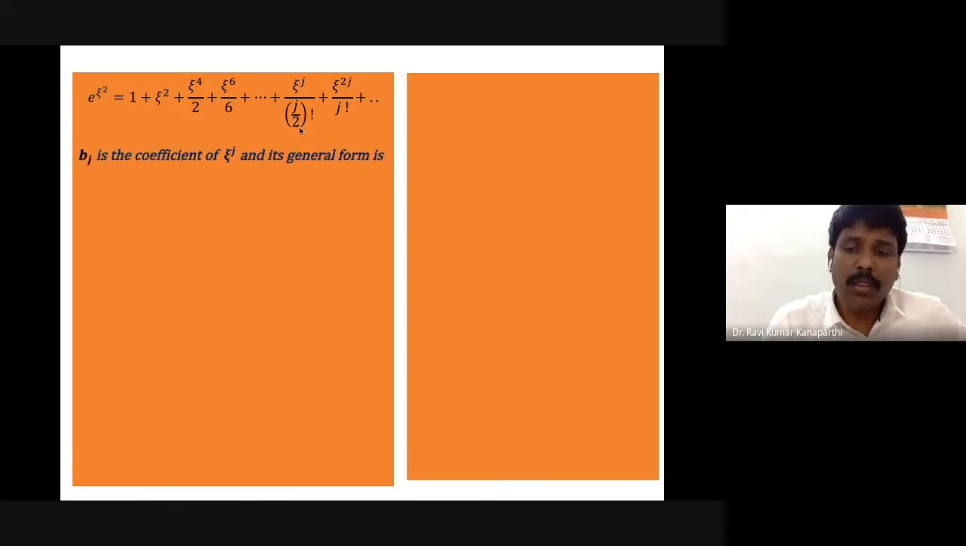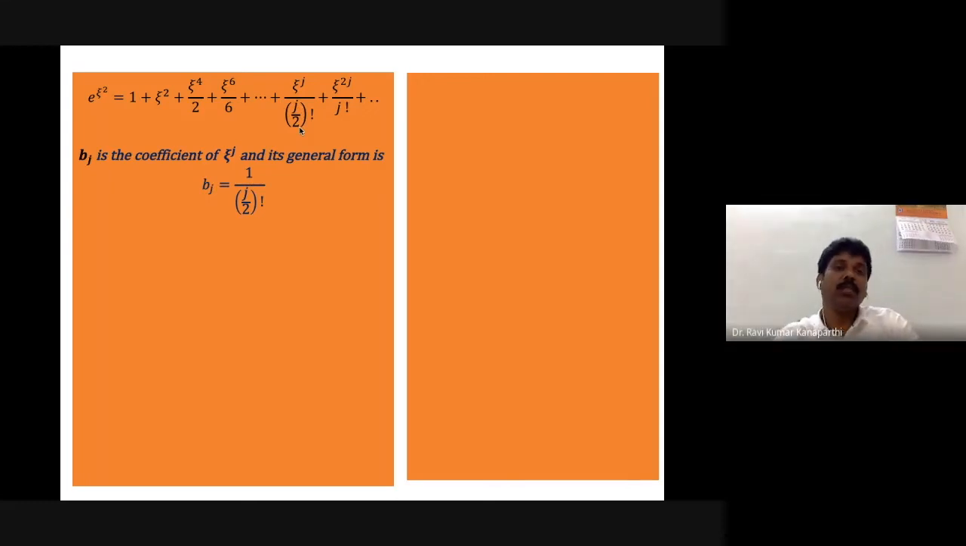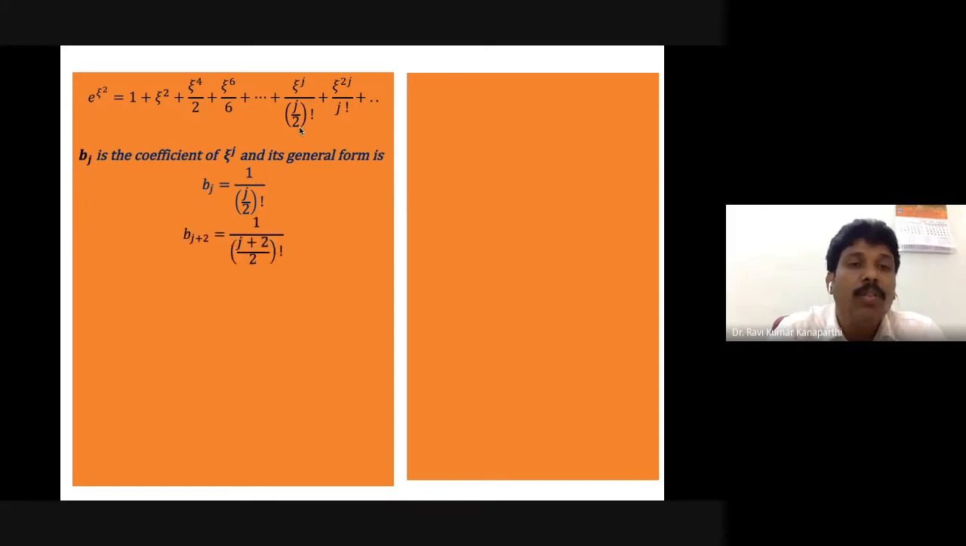So let us introduce bj, the coefficient of z to the power j. Its general form is given by bj is equal to 1 over (j by 2) factorial. From this you can actually write down what is bj plus 2.